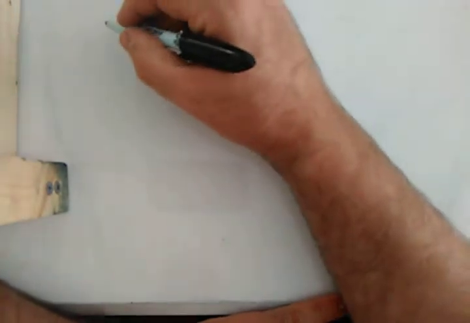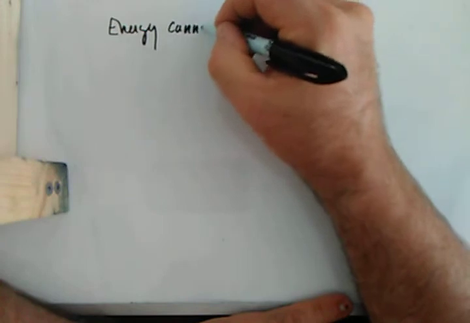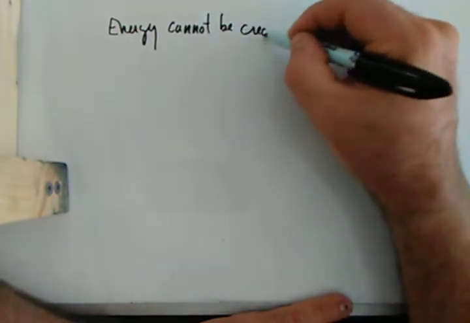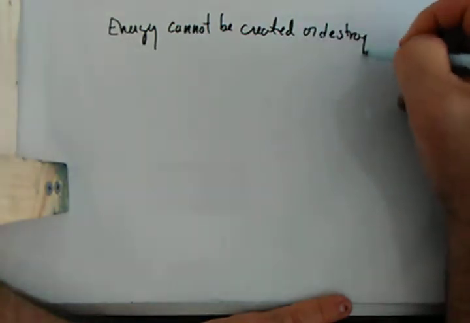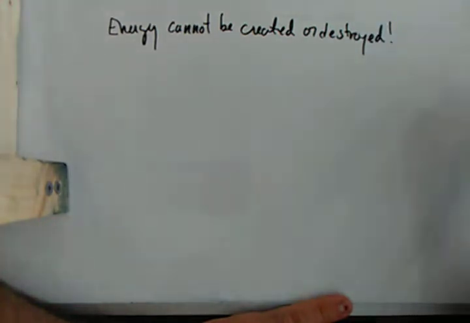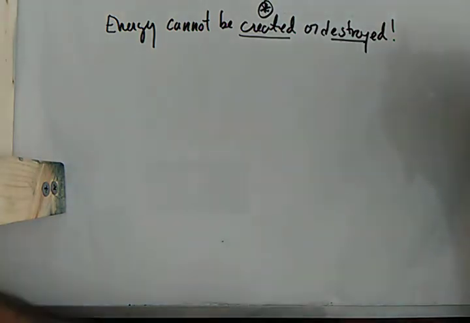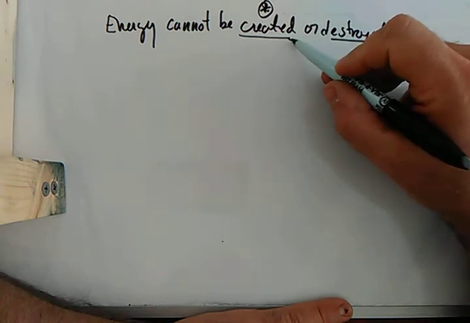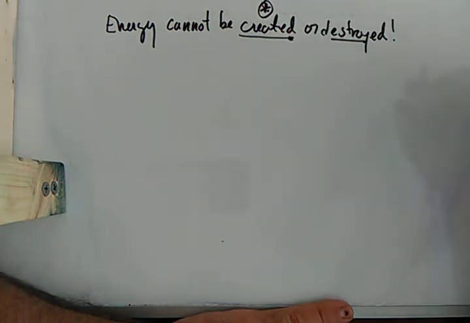Now, energy. Okay, I will say this: energy cannot be created or destroyed. Now, the thing about energy being created or destroyed, well, this brings a point of contention. A little point of contention would be, well, wait a minute. Where did energy come from originally?